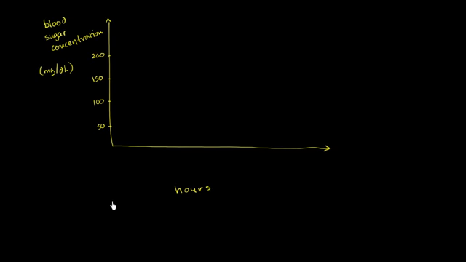So let's think about what would happen for a normal person. Let me mark some hours over here. So hour 1, 2, 3, 4, 5, 6, 7, 8. That's probably good enough. So in a normal person, when they haven't eaten anything for a long time, let's say greater than 8 hours, their fasting blood sugar will be right around 80 milligrams per deciliter, give or take a little bit. There's a range around that, but I just want to show you what would happen to a normal person.